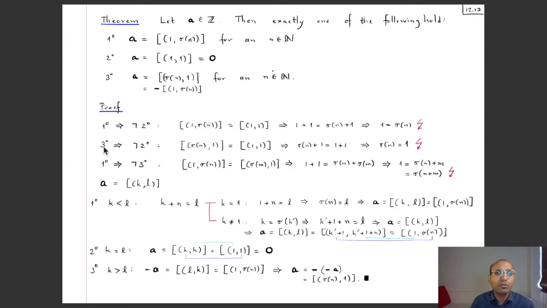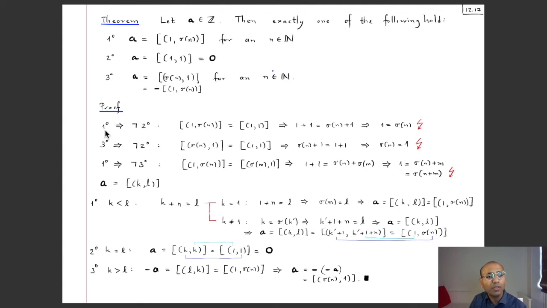Finally, let us show that any integer is either a positive integer or a negative integer or 0. Okay, so recall that we had learned that integers of the type [1, sigma n] for an n are the positive integers. This is of course the 0 integer, and the minus of such things are what we call the negative integers. So these are of the form [sigma n, 1] for n in N. So let's show that any integer is one of these three types and these are mutually exclusive. So exactly one and only one of the following three statements holds is what we want to show.